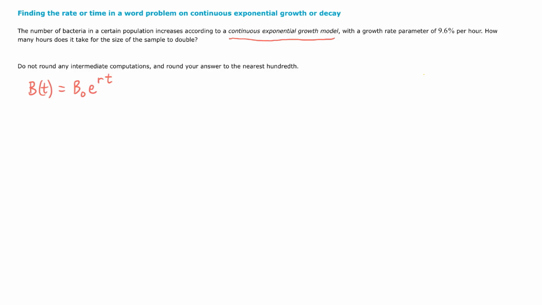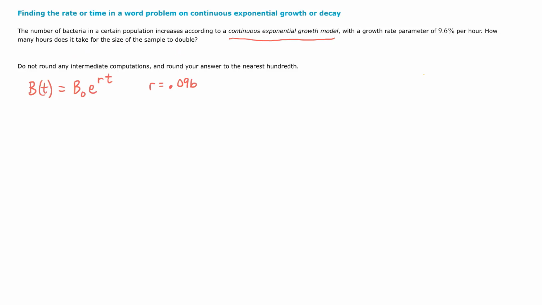We are given R. R is our growth rate parameter. We're going to change this into a decimal, 0.096. We do not know what B sub 0 is, or the initial bacteria. It does ask you, however, how many hours does it take for the size of the sample to double? So if we wanted the output to double, we need to translate this part into mathematical symbols.